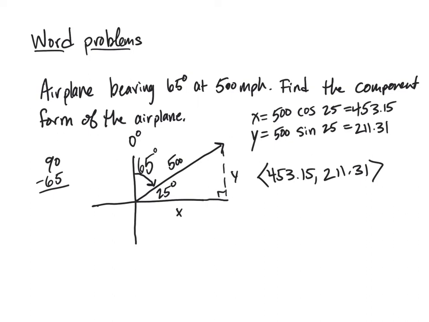So if I make sense of this, what you're looking at is that the plane is moving horizontally in this direction at 453 miles per hour. It's moving this direction at 211.31 miles per hour. Now, another question I could ask is, if I had another force acting on the plane, pushing it this way or this way, what would we do? We're going to look at that problem in a minute, but we would find that component and essentially add these two components together.